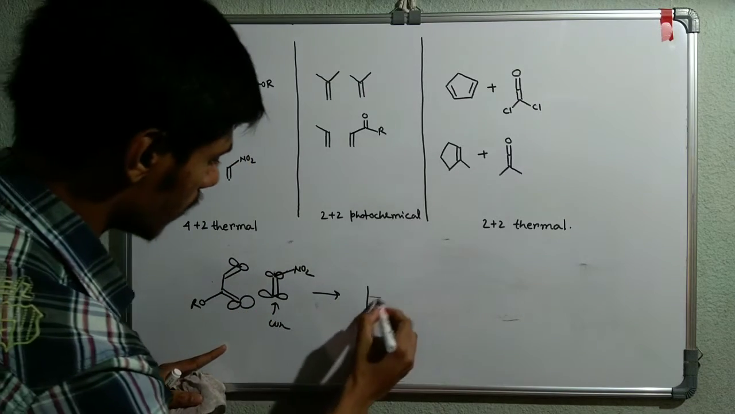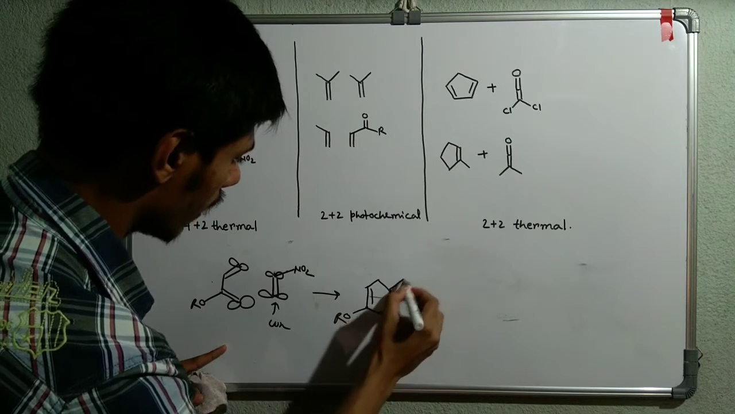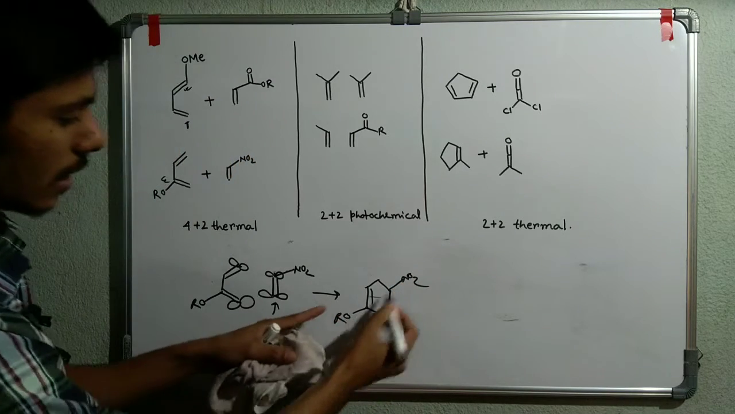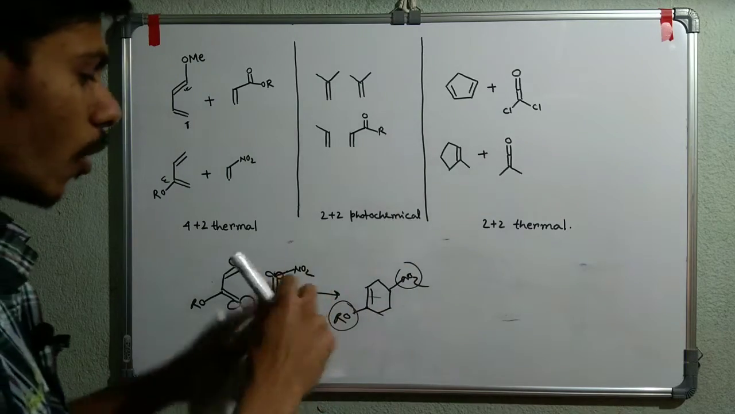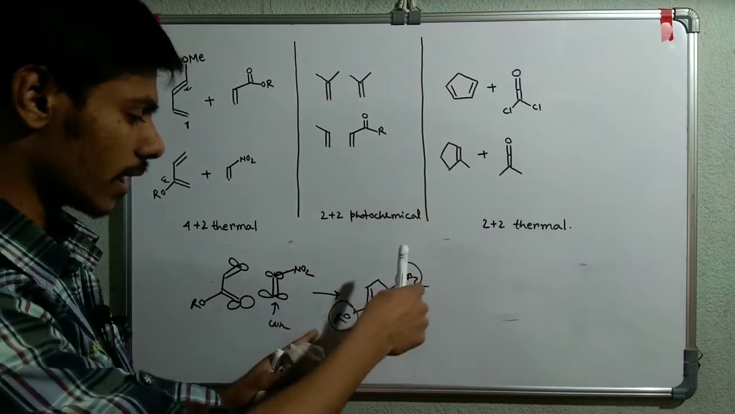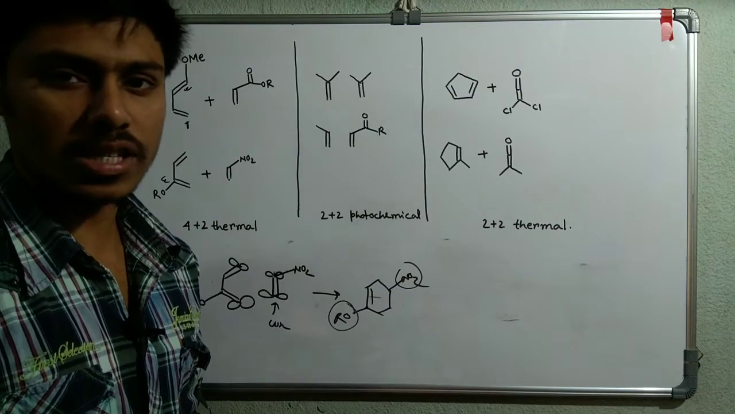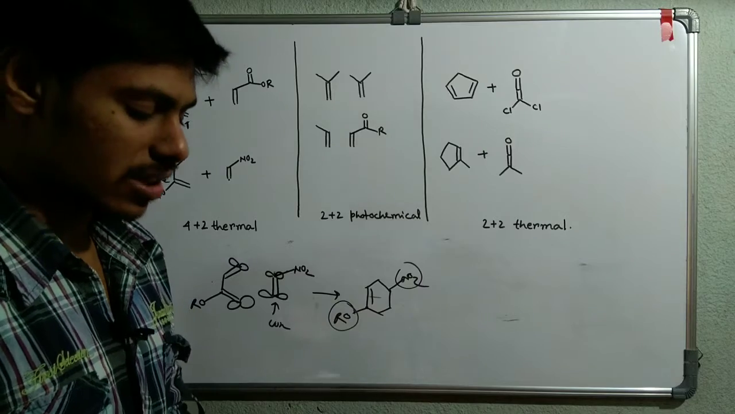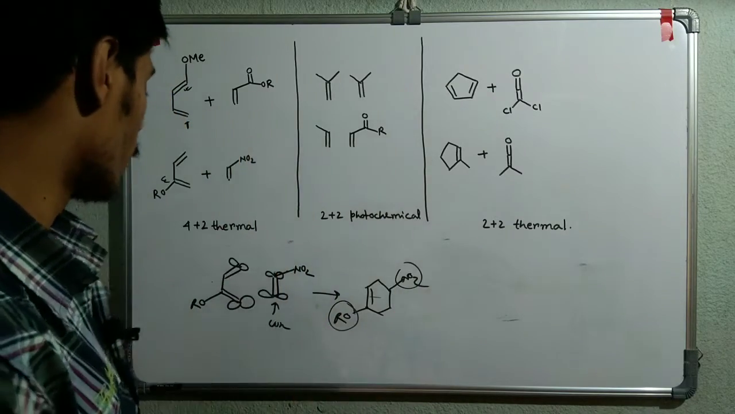Now if they overlap, you will have a product like this, OR and NO2. So again you can see they are para to one another and not meta. So electron donating and electron withdrawing groups should be ortho with respect to one another, or para with respect to one another, but not meta. So this is how you can easily determine the regiochemistry of the HOMO plus LUMO cycloaddition.